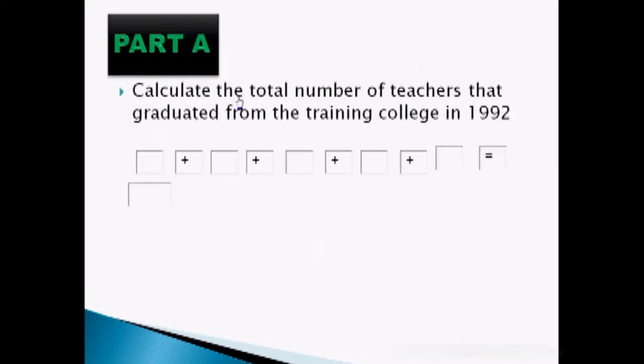Okay, part A. Calculate the total number of teachers that graduated from the training college in 1992. Now my question to you is simple: how would you do this?